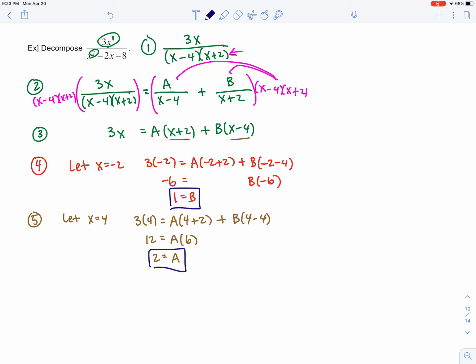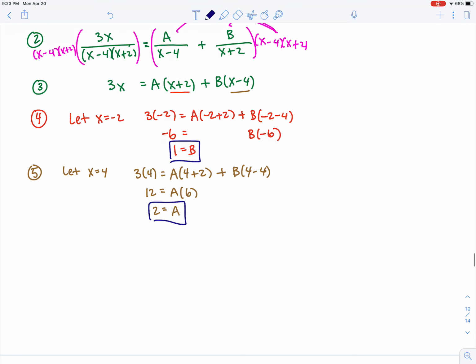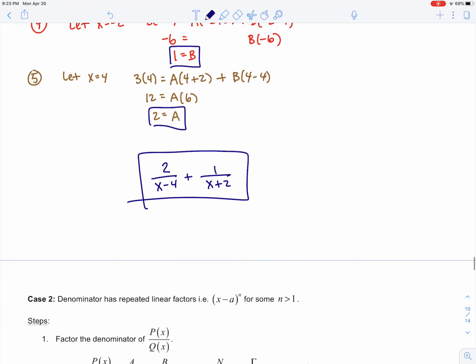So I have my A and my B values now, but the problem didn't ask us to find A and B. The problem said to decompose the fraction. So your final step will always be to write out the fraction in the decomposed form. So we had A over x minus 4, so 2 over x minus 4, plus B over x plus 2, so 1 over x plus 2. So this answers the question. If you actually added these 2 fractions together by finding a common denominator, what you would get is the original. That's the whole point.